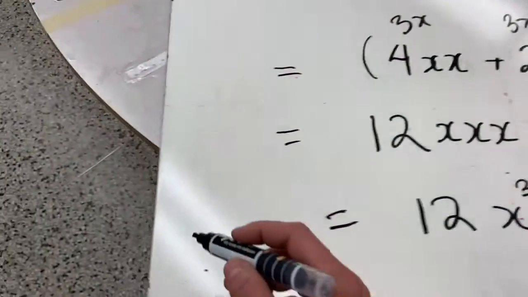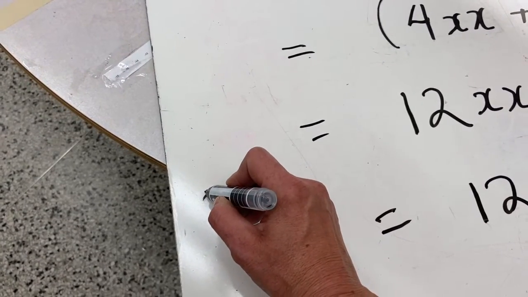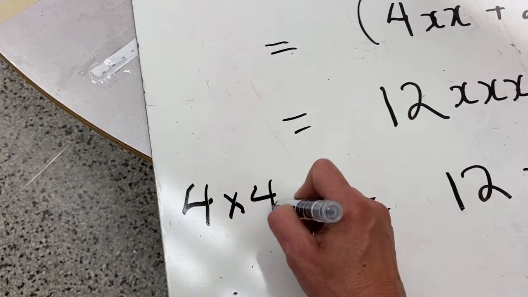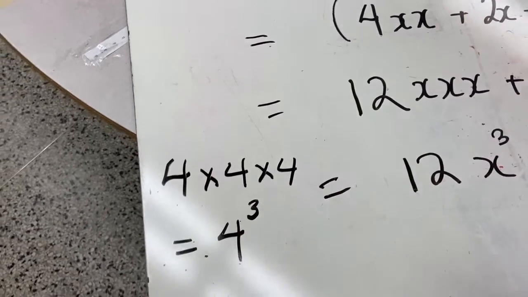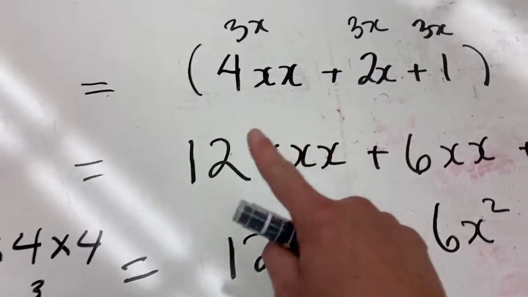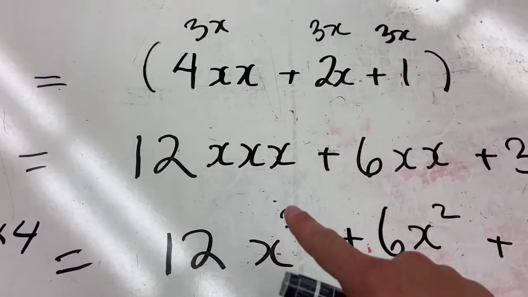I just want to remind you, because if you had 4 times 4 times 4, that's the same thing as 4 to the exponent 3. So this x times x times x is just x to the exponent 3.